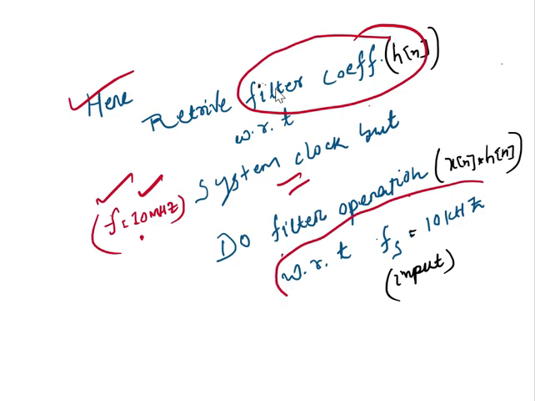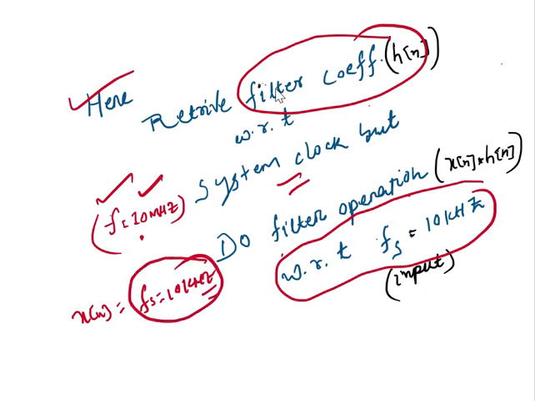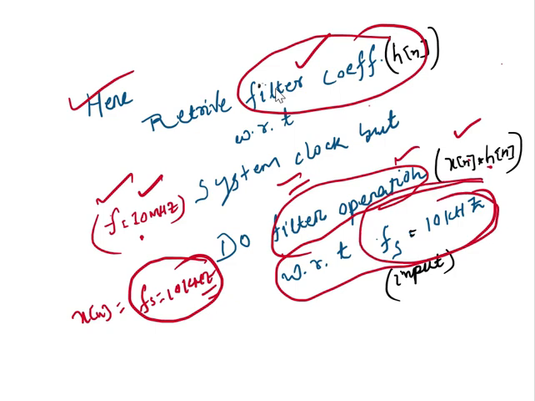with respect to frequency equal to 10 kilohertz, because this x[n] frequency, this input sampling frequency, is 10 kilohertz. So unless and until we get these input signals, we should not do the filter operation. Here filter operation means y[n] equal to x[n] into h[n]. You retrieve the filter coefficient, but you do all the filter operation, that is y[n] equal to x[n] into h[n], with respect to this frequency and not this system frequency. Because if we use the system frequency for filter operation, then we are going to lose the data, right?